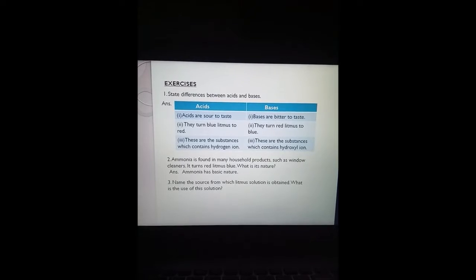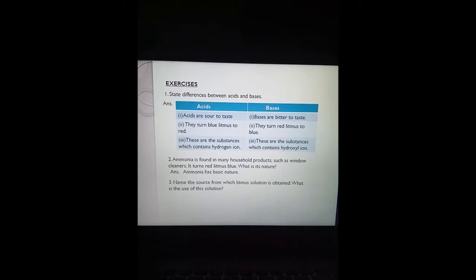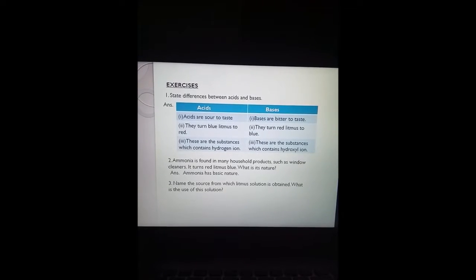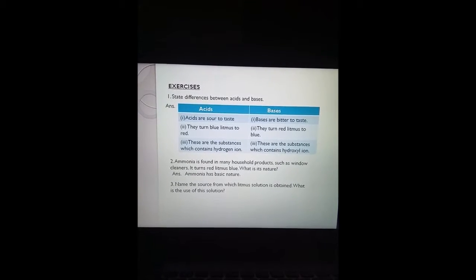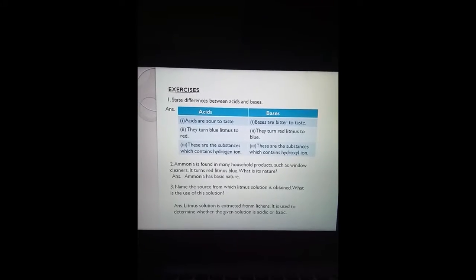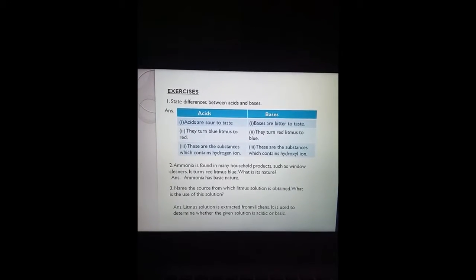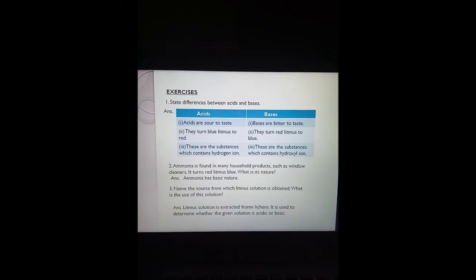Number 3. Name the source from which litmus solution is obtained. What is the use of this solution? As litmus is a natural indicator, of course, it will be obtained from a natural product. This is lichens. Lichens are plants which grow in between rocks. You may have seen lichens. They grow in damp regions. Litmus solution is used to determine whether a solution is acidic or basic. This has been discussed in the summary itself.